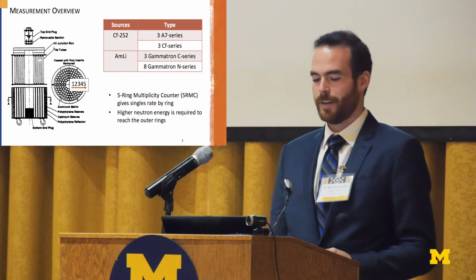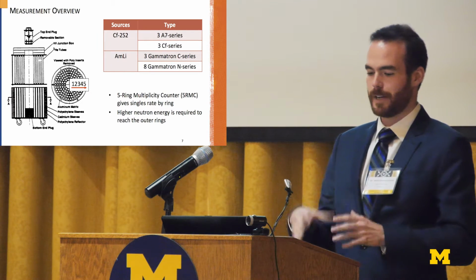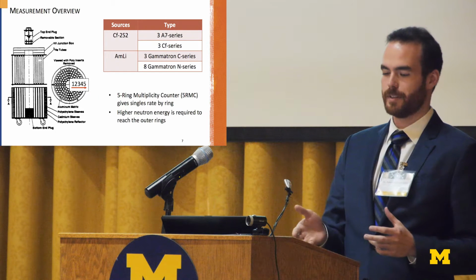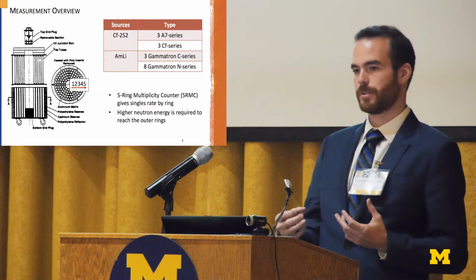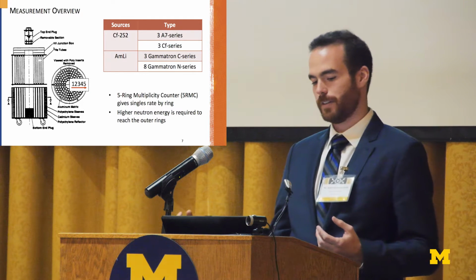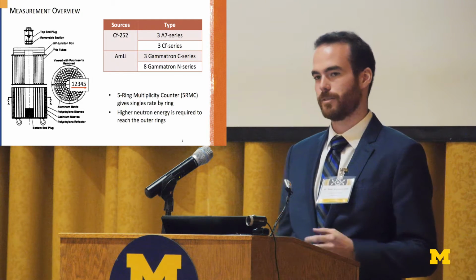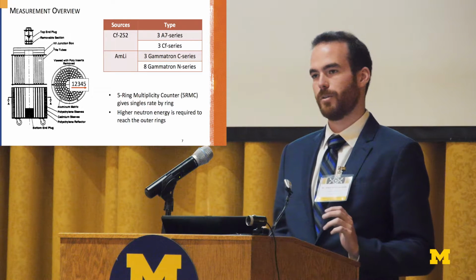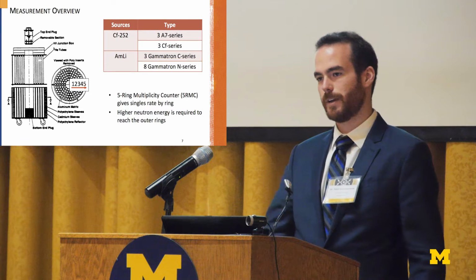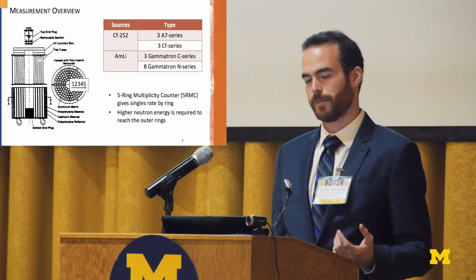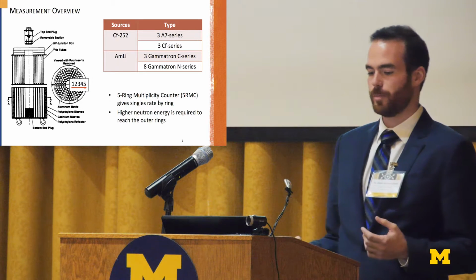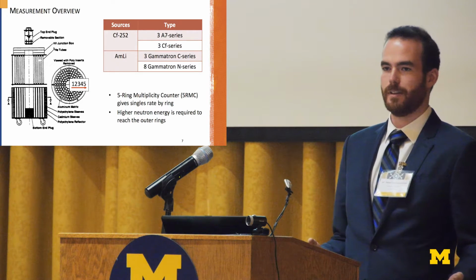And so that eliminates any dependence on the source strength, because of course the source strength is really unknown. The circular view is the top-down view, and so if you put your source in the center cavity there, a neutron that's generated in that source has to travel through all of these helium-3 tubes, all of this polyethylene to reach the outer rings. And so, of course, only higher energy neutrons are going to do that, and so that's where this detector gets its energy-dependent information from.